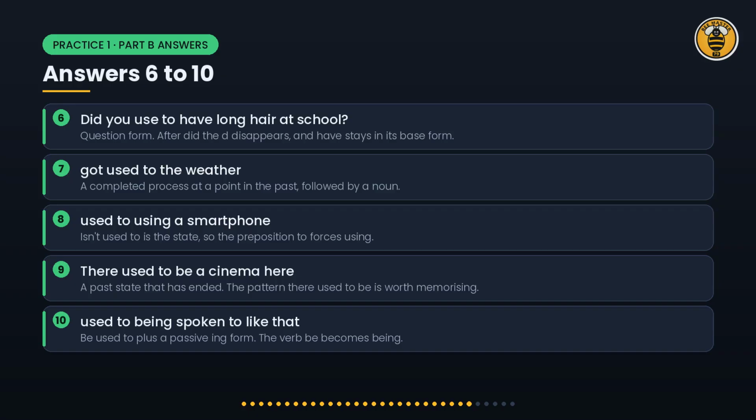And 10. The hard one. Used to being spoken to like that. It is be used to plus a passive ing form, so the verb be itself has to become being. If you got that one right, you have genuinely understood the rule.